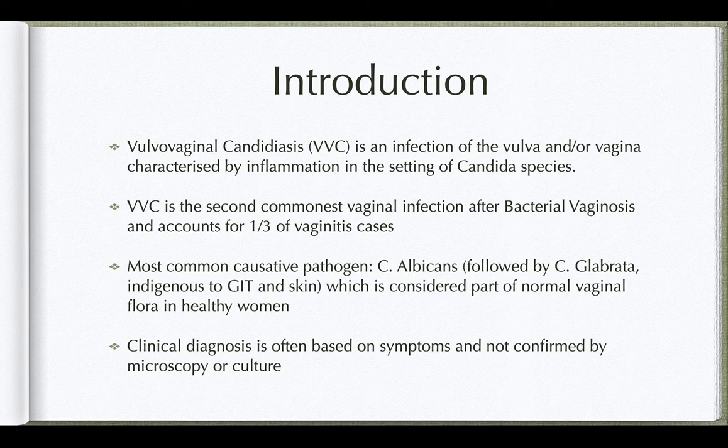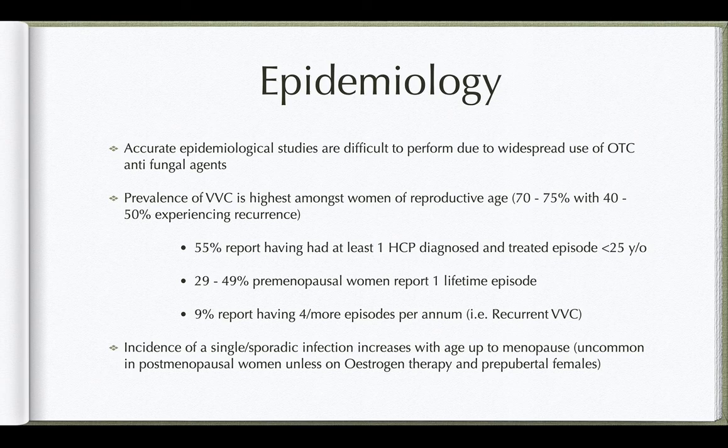The second commonest organism is Candida glabrata, which is indigenous to the GIT and the skin. Candida albicans is also considered part of normal vaginal flora in most healthy women. Most often, the clinical diagnosis is made based on the symptoms and not confirmed by microscopy or culture. Accurate epidemiological studies are difficult to perform due to widespread use of over-the-counter antifungal agents.